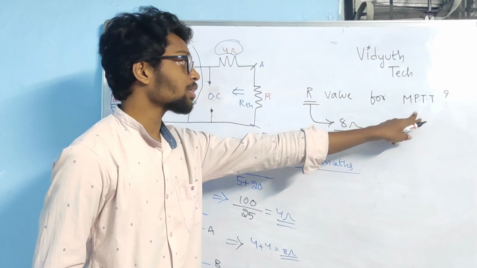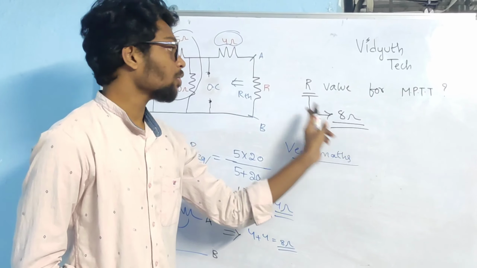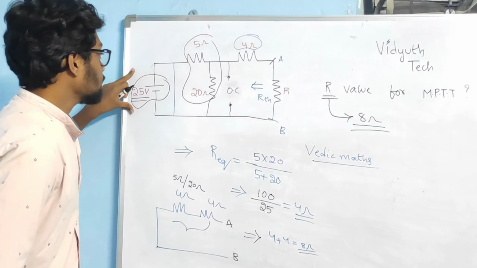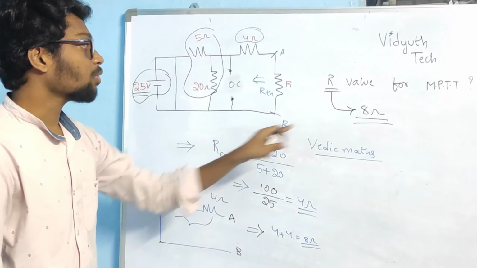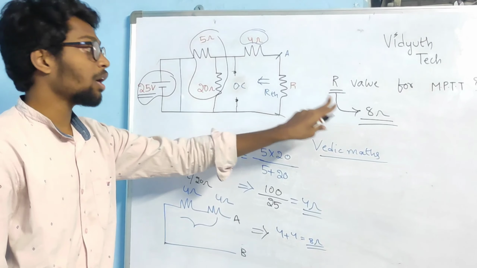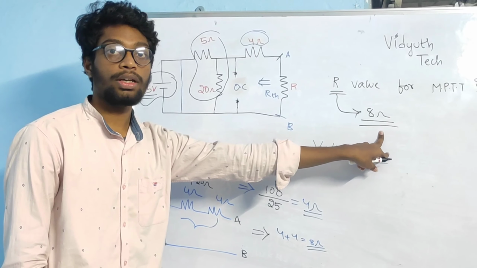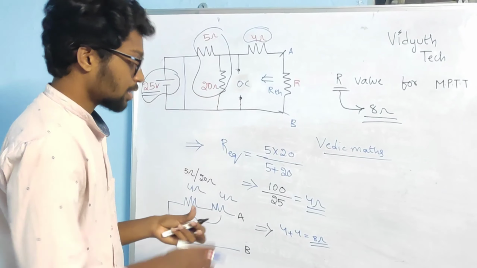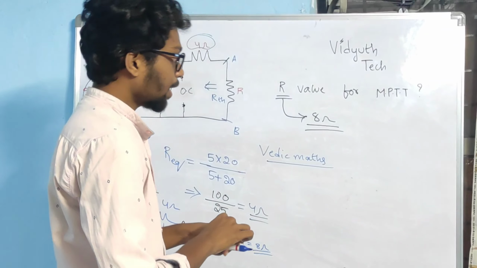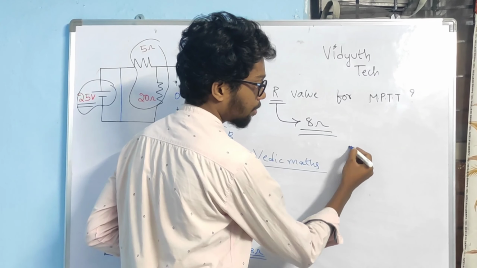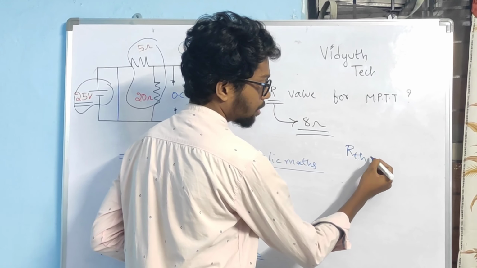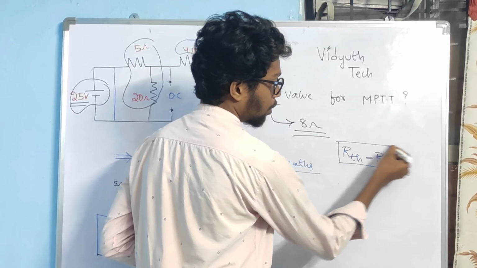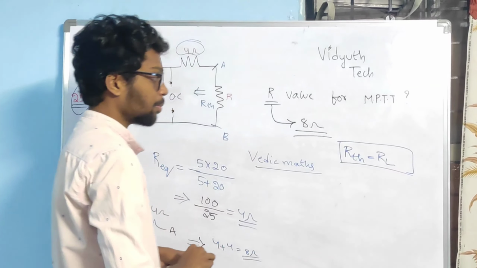Under the maximum power transfer theorem, the R value should be 8 ohms. Or you can say whenever the power is at maximum condition, the load resistance should be 8 ohms. Okay, that is the internal resistance of the equivalent circuit. We know according to the maximum power transfer theorem, R Thevenin is equivalent to RL. Under this condition, the load is going to get the maximum power.